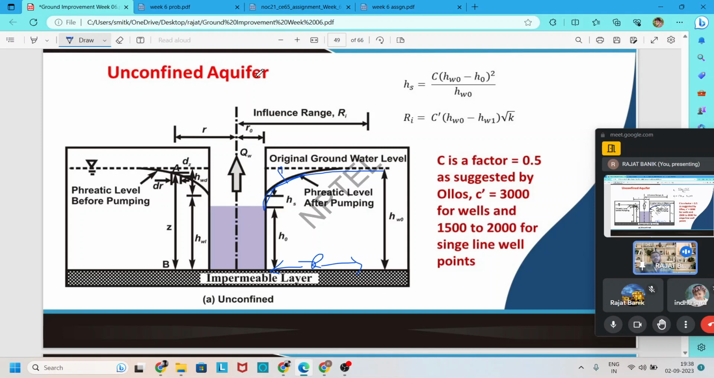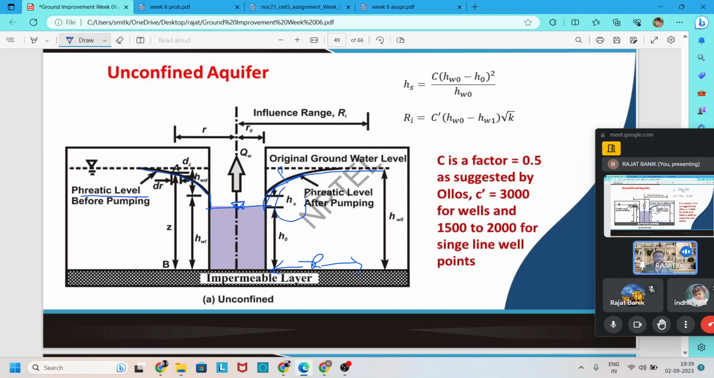If we apply pumping out of the water from the well, then this groundwater table is lowering. This line is the original groundwater. After the pumping out, the line is called the phreatic line of level. It is nothing but the drawdown curve. So for an unconfined aquifer, this drawdown curve or phreatic line does not match with the level of the water in the well. So there is some gap.